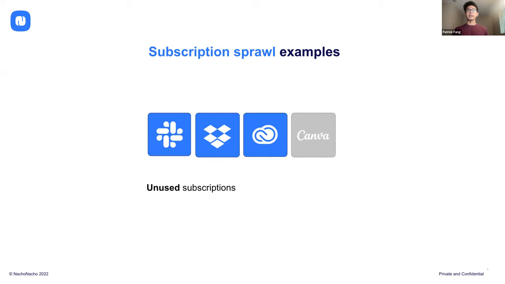Next point is many times a company will have unused subscriptions. So this can occur from time to time when an organization moves from one platform to another. Let's say that we were using Canva in order to do graphic design. Maybe you've heard of Canva, maybe not. And then we decide to move to Adobe Illustrator for graphic design. Adobe has slightly more features, so that totally makes sense.